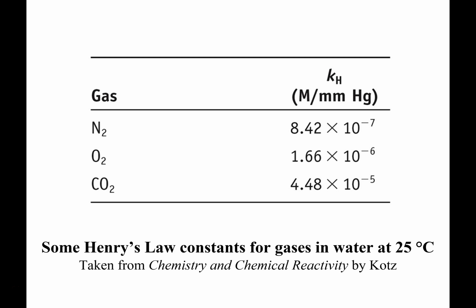So when I was getting ready for lecture, I thought, well, these don't look picky. Well, they really are picky because the solvent is water, the gas is given as nitrogen, oxygen, or carbon dioxide, and the temperature is 25 degrees Celsius. So again, yeah, they're pretty picky. These are moles per liter, big M means molar, moles per liter per millimeter of mercury.